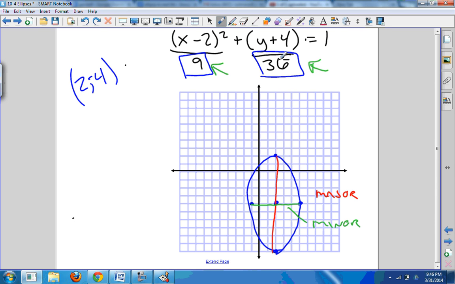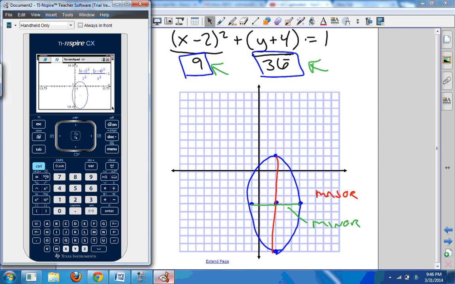Your calculators will actually also graph these. I've kind of done it for you here. You can put the equation in the same way that you put the equation in for a circle, the same spot. And there are some kind of neat things you can do with this. There's one thing that ellipses have. If we go to menu and analyze our graph, and we choose the last one there, conics, because these are conic sections.